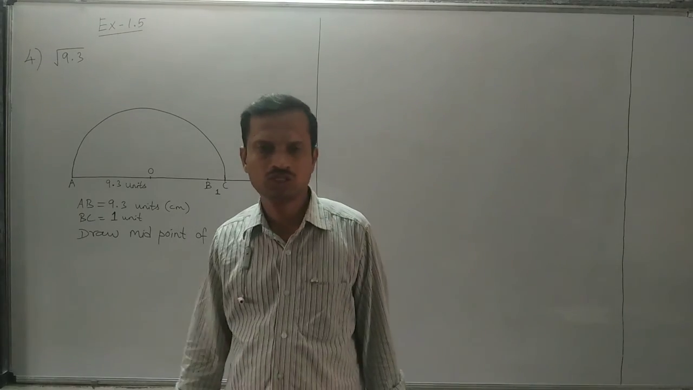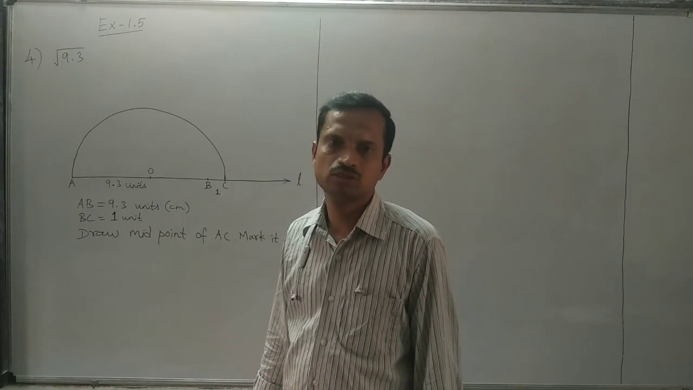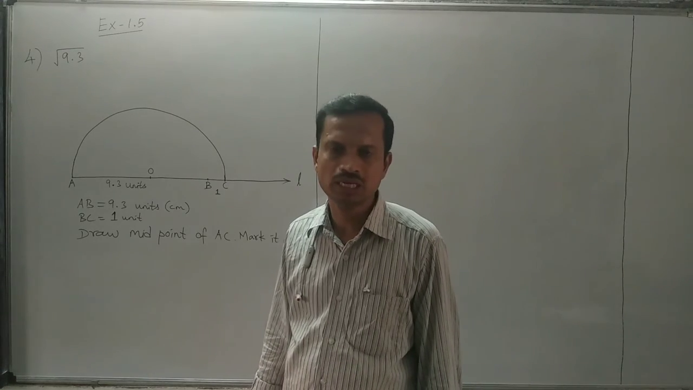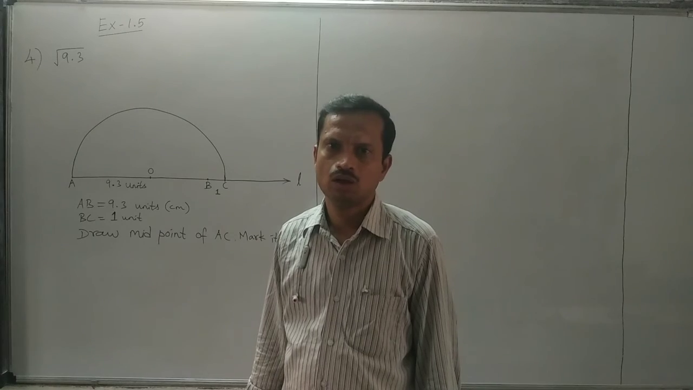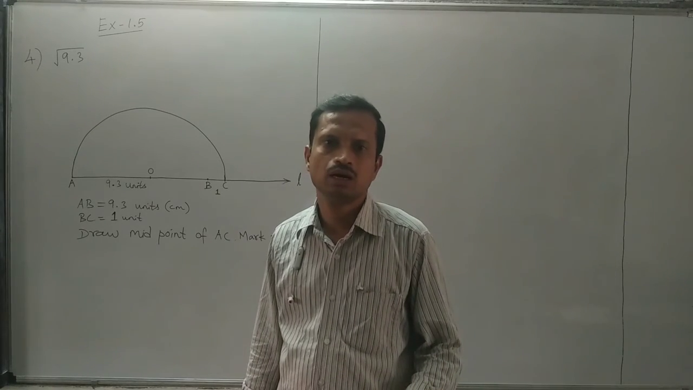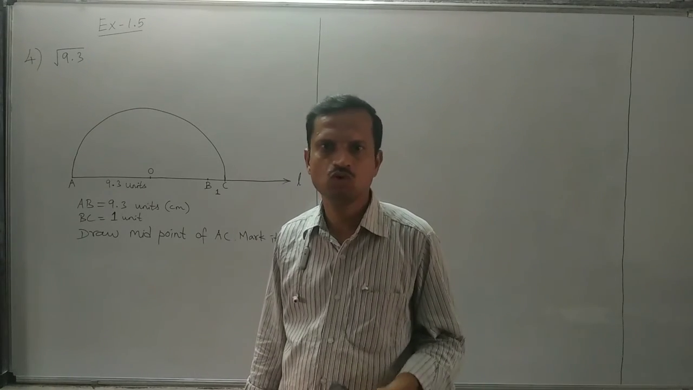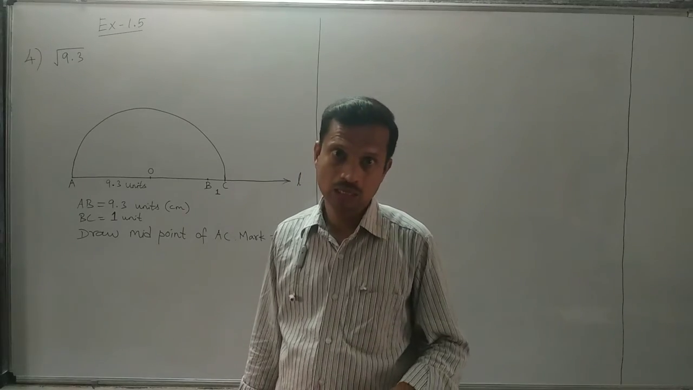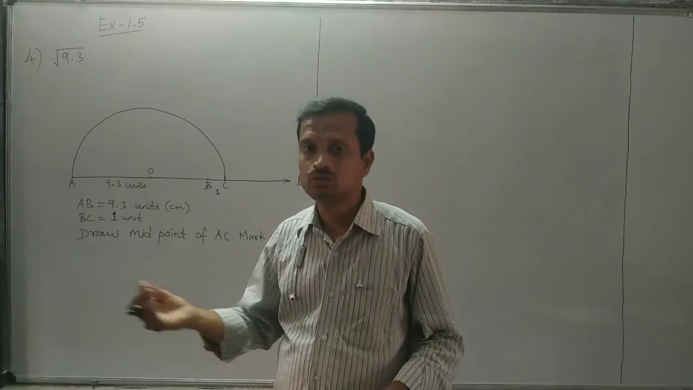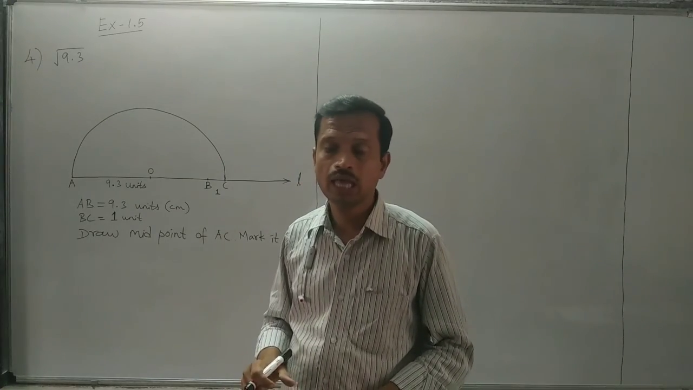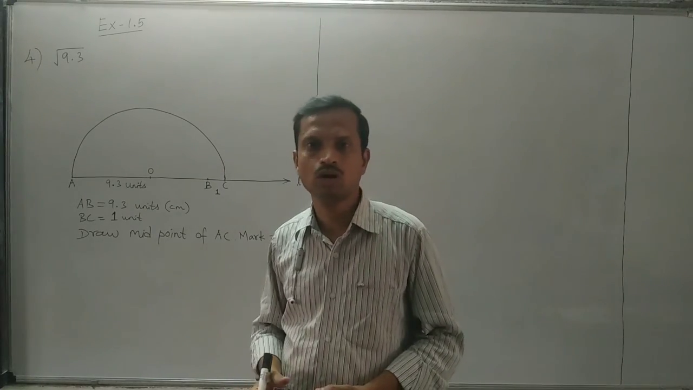And now coming to question number 4, represent root 9.3 on a number line. So before exercise, we saw representing root 2, root 3, root 5 and square root spiral. So everything we saw. But here, root of 9.3, a decimal number, square root of a decimal number. How to represent on a number line?